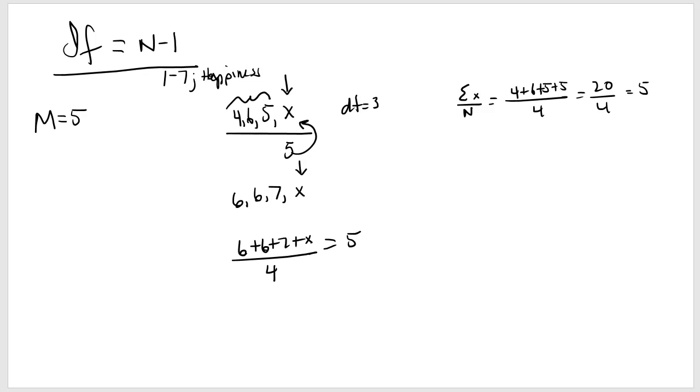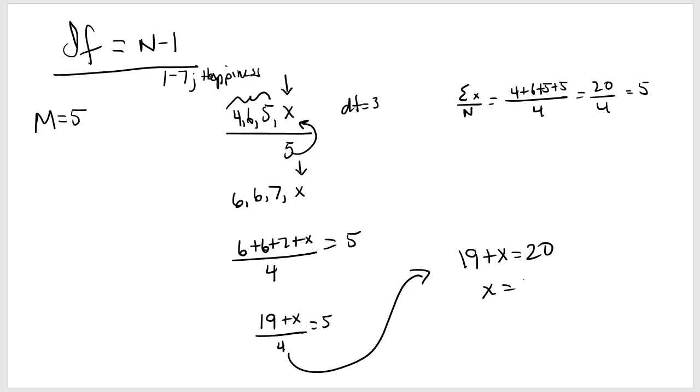You don't have to know how to do this. I'm just kind of demonstrating how we would arrive at that figure. So 6 plus 6 plus 7 is 19 plus x divided by 4 equals 5. Let's see, 19 plus x divided by 4. Our next step is to multiply both sides by 4. We get 19 plus x equals 20. And then we subtract 19 from each side. We get x equals 1. So this last number must be 1.